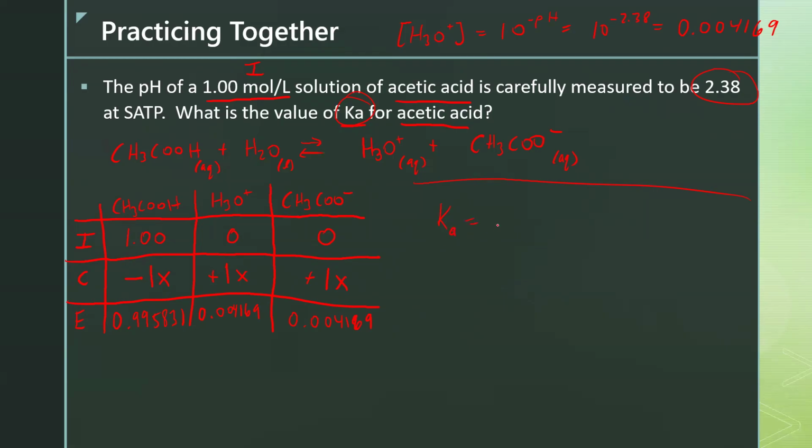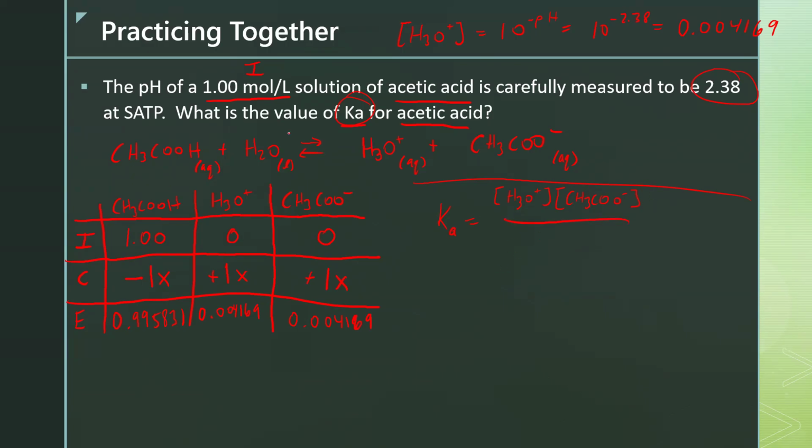Ka can be found by taking the product of all of your products' concentrations divided by the product of all of your reactants' concentrations. But remember, we don't count solids or liquids. We only count everything that's aqueous. In more simple English, it's going to be our products. So it'd be H3O positive, more correctly, its concentration, hence why I'm using the square brackets, multiplied by the concentration of CH3COO negative. We don't have to square or cube any of these because notice there's no coefficients in front of them. The coefficients are just 1. If there was a 3 in front of this thing, we'd have to cube that. Just remember that from before.